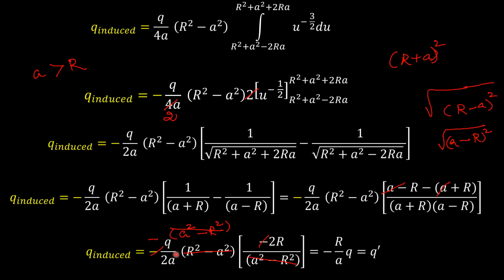In the numerator, you have r divided by a. Of course, minus r divided by a into q. This is exactly what is q prime, we have seen in our example 3.2. So this is the induced charge. You can verify this from our example 3.2. Then we will see part C.